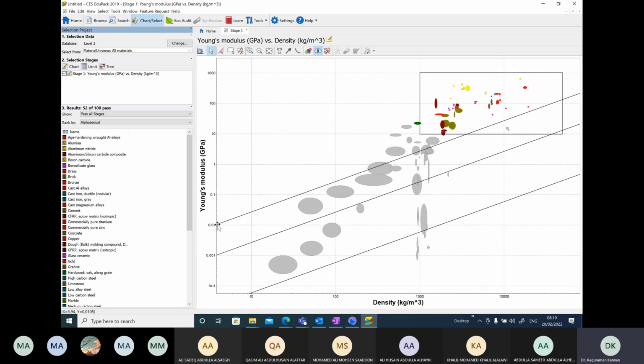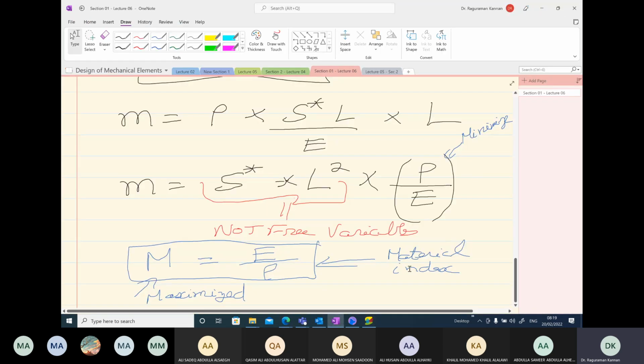Let us try here. What is the slope? So first value, okay, go back to the notepad.